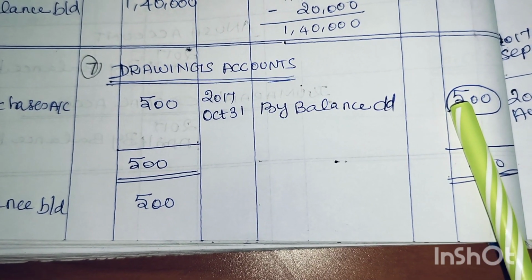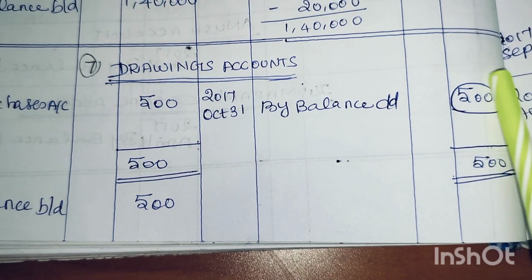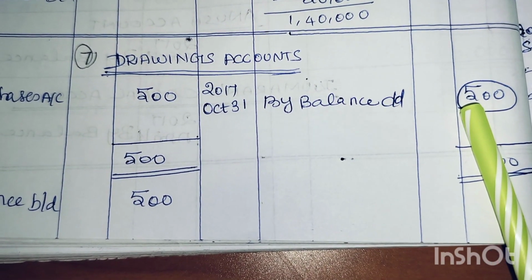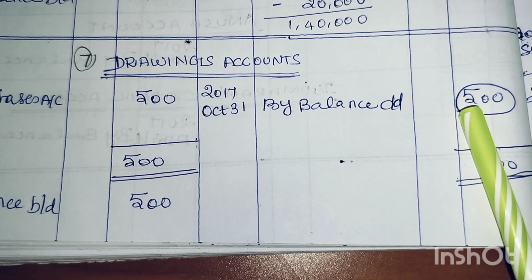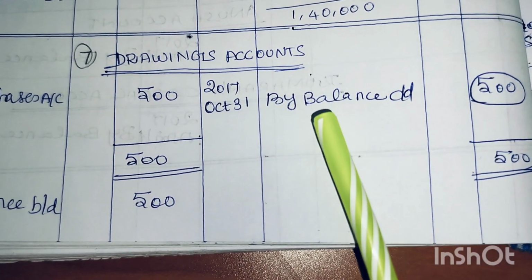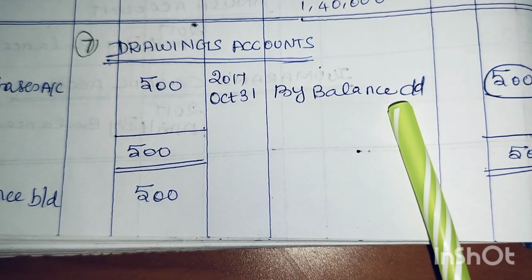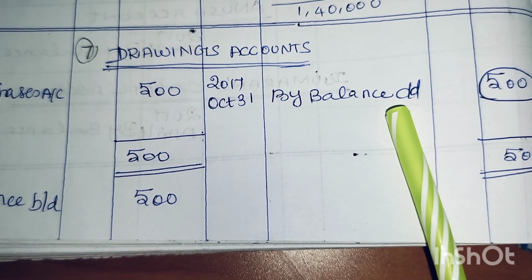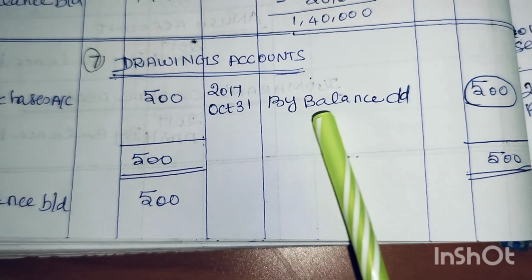Then to find which side has the lesser value, credit side has the lesser value. How much rupees? 500 rupees. So we have to write the difference amount in the lesser value side, that means the credit side. Then by balance carried down is entered in the particular column against the difference, and in the date column the last day of the accounting period is entered.